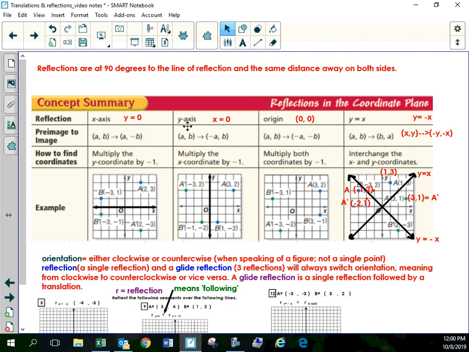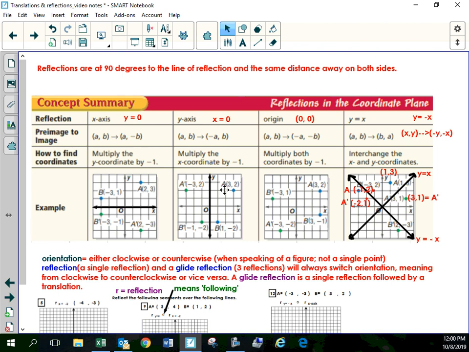Okay, next one, the y-axis. Obviously, I know the y-axis is the vertical one. Here's an example. If we start at the pre-image being 3, 2, and reflect it over the y-axis, again, it has to be at 90 degrees, which it is when I go straight across here horizontally, and the same distance.